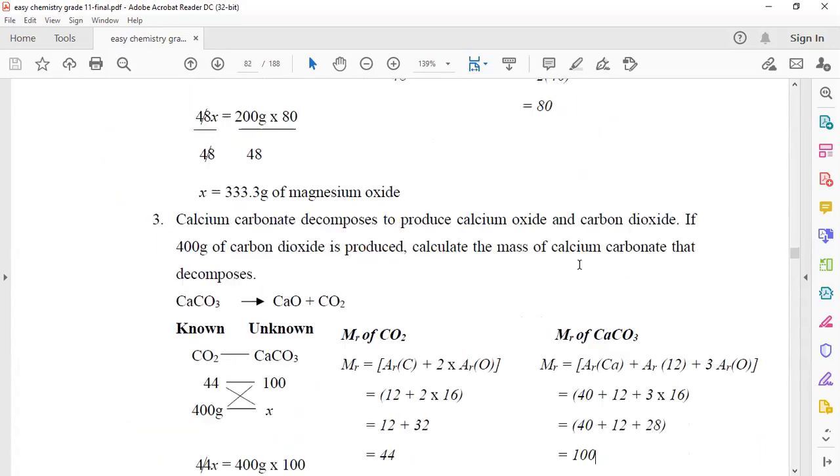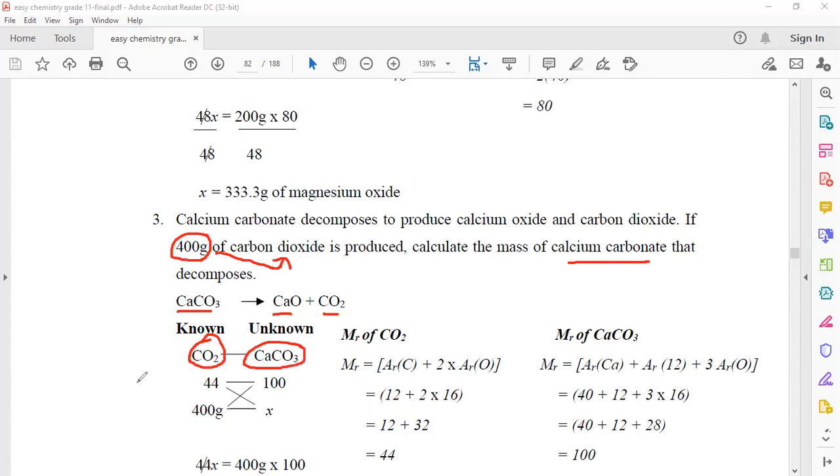So there is always a mass given, and then you're asked to find the mass of what is missing. Like in this case, we have the thermal decomposition of calcium carbonate. Calcium carbonate decomposes to give you calcium oxide and carbon dioxide. In the question you are given 400 grams of carbon dioxide produced. Calculate the mass of calcium carbonate. So you just get carbon dioxide, which is mentioned, and calcium carbonate.